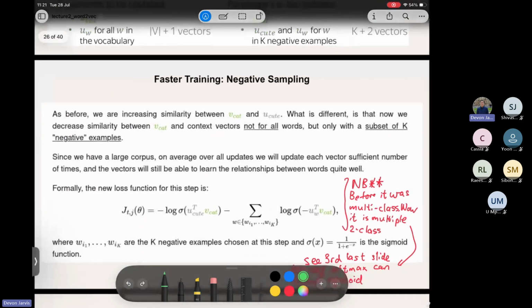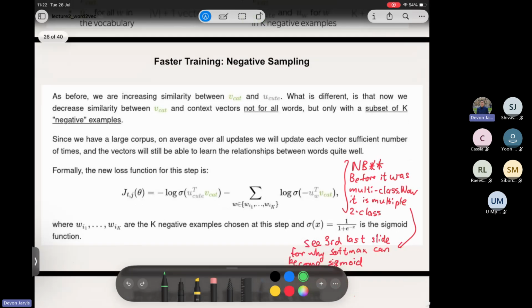And now we can return to that update equation. As before, you're going to increase the similarity between cat and cute. But now we decrease similarity between the cat and the context vectors, but not all of them, only a subset of the k negative examples. Since you have a large corpus, on average over all updates, we will still update the vectors sufficiently many times. Formally, the new loss is as follows.